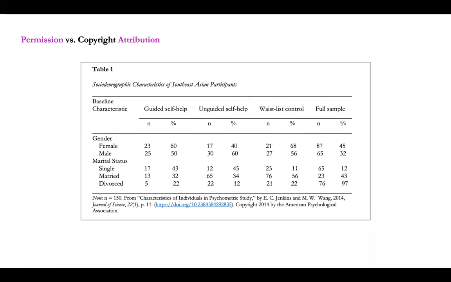Now, it is important to note that there's a difference between permission and copyright attribution. This is an example of copyright attribution, and this is required for anything that you incorporate into your work that you got from another source. The copyright attribution includes essentially the information that you would include in the reference section, although it's formatted a bit differently, and the words copyright, the year of copyright, and who holds the copyright.